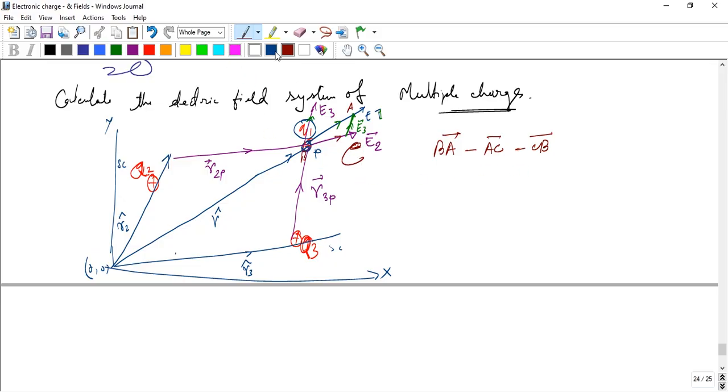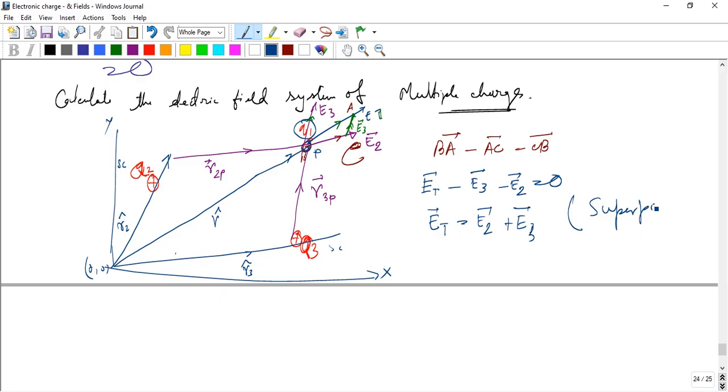So we get E1 plus E3 minus E2, which gives 0. So E1, or E total, equals E2 plus E3. You can see that they obey the superposition law, which is just simple algebraic addition.